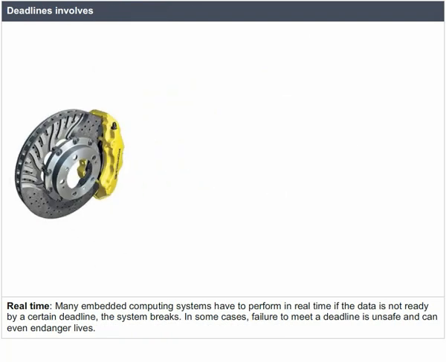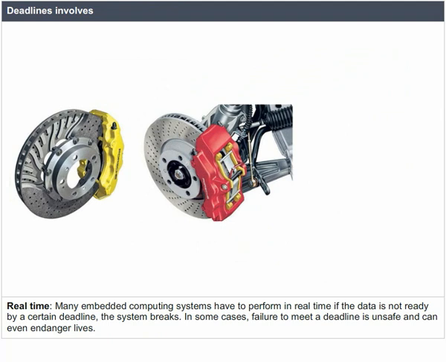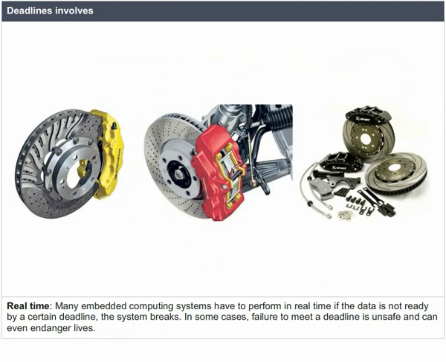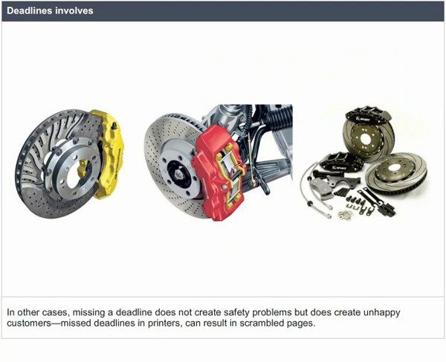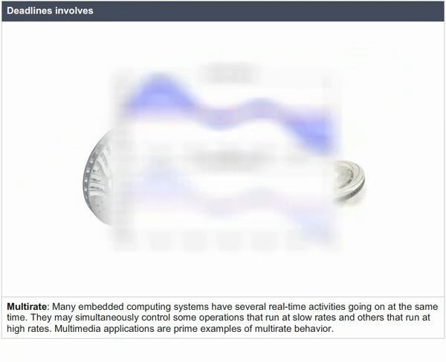Deadlines involve real time. Many embedded computing systems have to perform in real time. If the data is not ready by a certain deadline, the system breaks. In some cases, failure to meet a deadline is unsafe and can even endanger lives. In other cases, missing a deadline does not create safety problems, but does create unhappy customers. Missed deadlines in printers can result in scrambled pages.